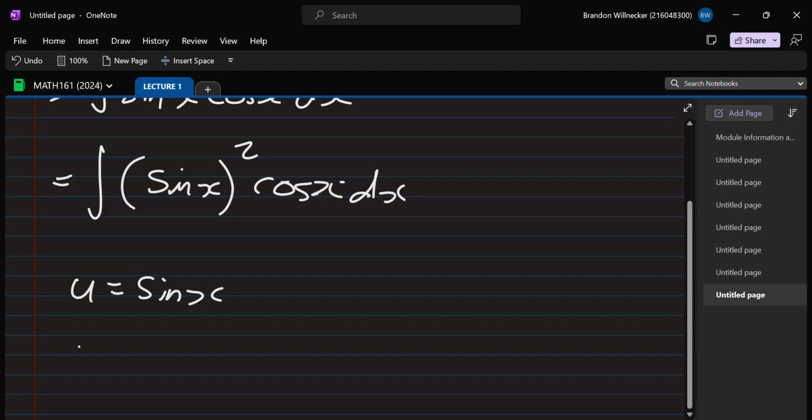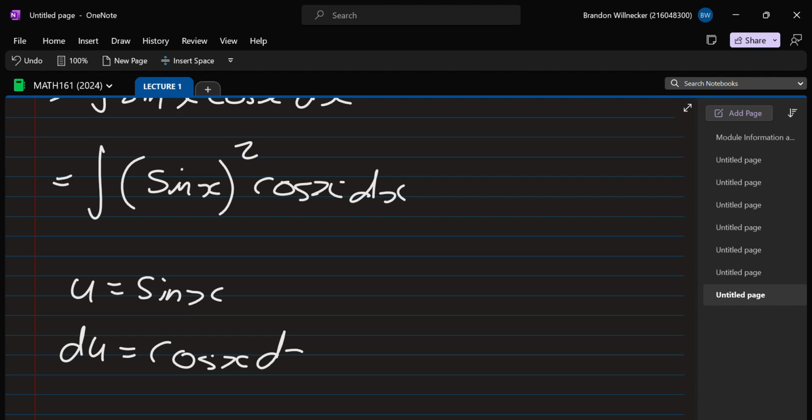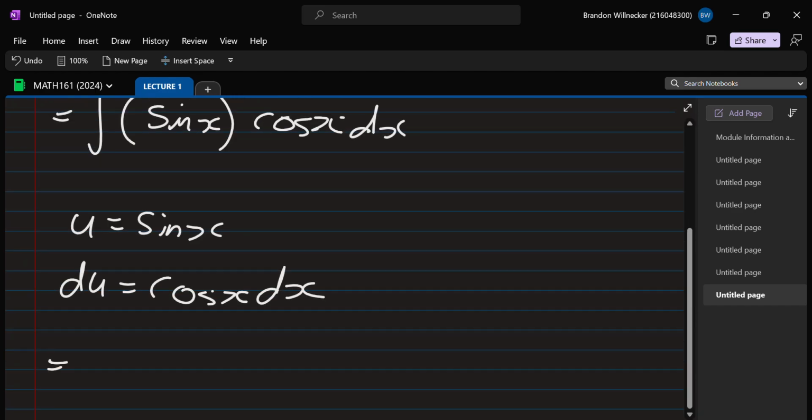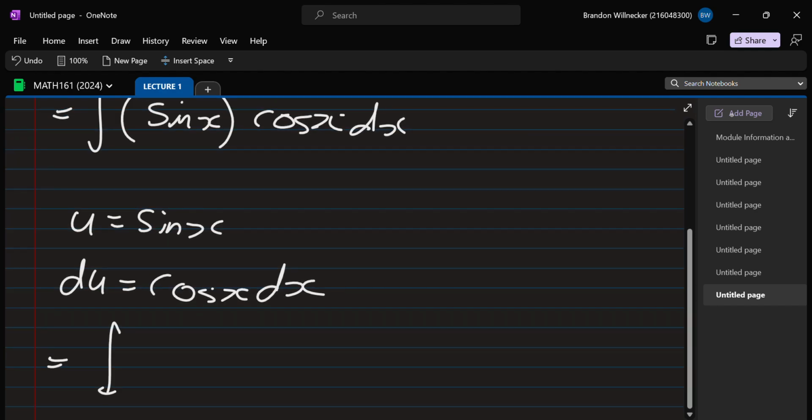Okay, now we need du. Derivative of sine, that's going to be cosine. And don't forget your dx over there. So when you're finding your du, remember to put your dx at the end, because that dx is part of your integral when we do that replacement. So this becomes the integral sine squared, that's going to be u squared, cos x dx, that's going to be du.